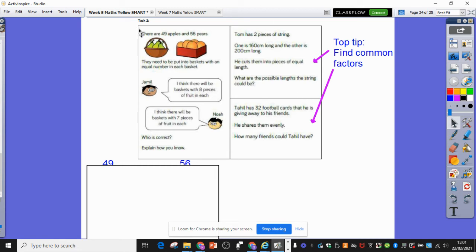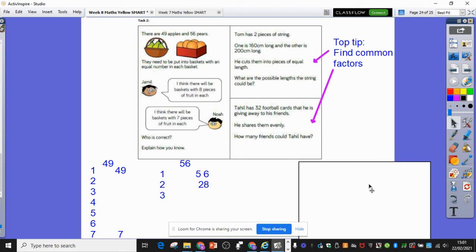So for example, I've started you off on this one if you want to give it a go. There are 49 apples and 56 pears. They need to be put into baskets with an equal number of fruit in each basket. So an equal number of pears and an equal number of apples. Now Jamil here thinks that the baskets will have 8 pieces of fruit in each one, whereas Noah thinks that the basket will have 7 pieces of fruit in each. Who is correct? Explain how you know. You are looking for a common factor to help you decide.